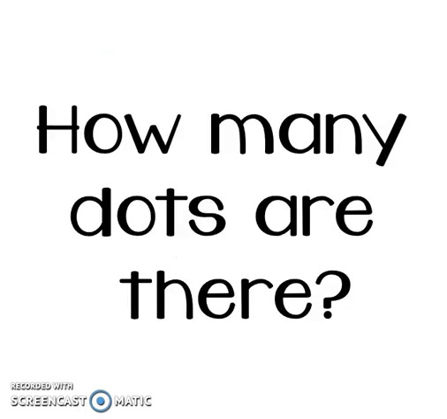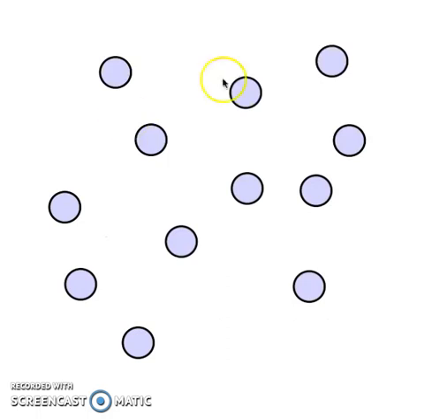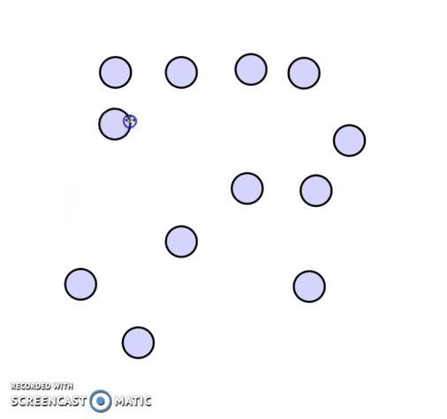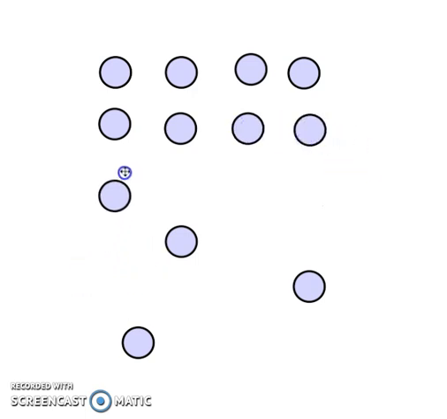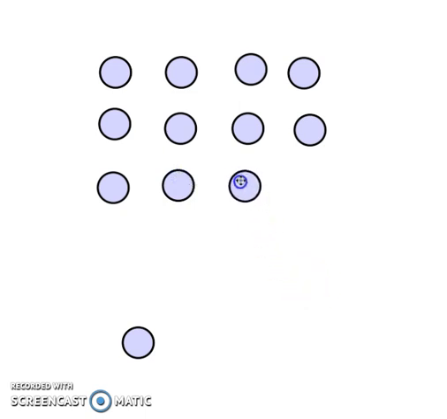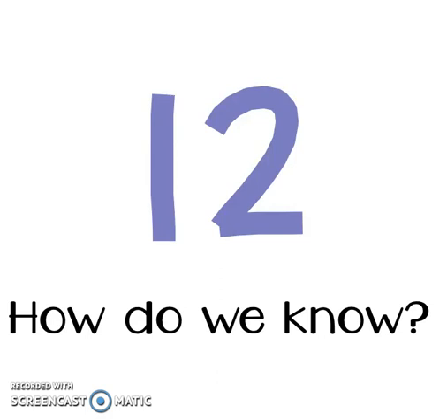How many dots are there? Is it easier if they're grouped like this? Can you count more quickly now how many dots there are? There are 12 dots. How do we know this?